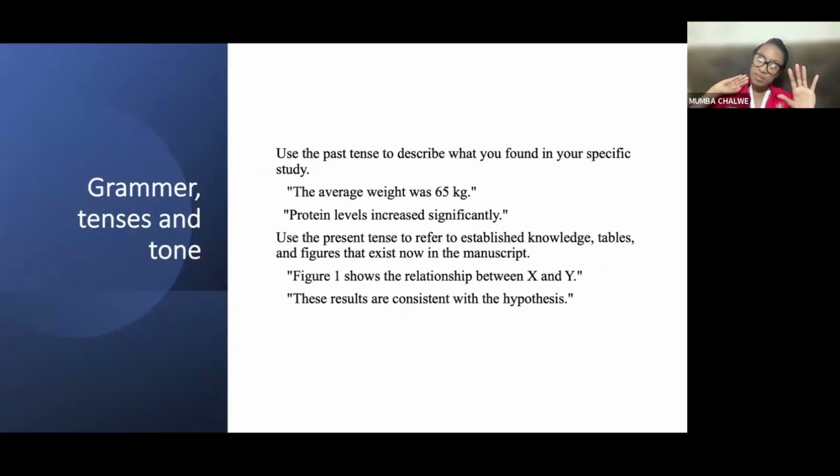I know we struggle a lot. At proposal level, you're writing for the future. But at the point where you have results, it's past tense, right? So use the past tense to describe what you found in your study. The average patient weight was, protein levels increased. Use present tense, okay, to refer to established knowledge, tables, and figures that now exist in the manuscript. These results are consistent with the hypothesis, and just look, show. So past tense is what you found, right? And present tense is for established knowledge, what now exists in your manuscript, okay?